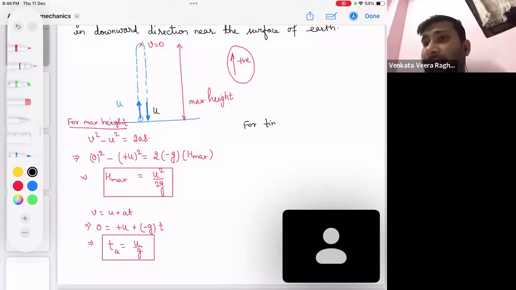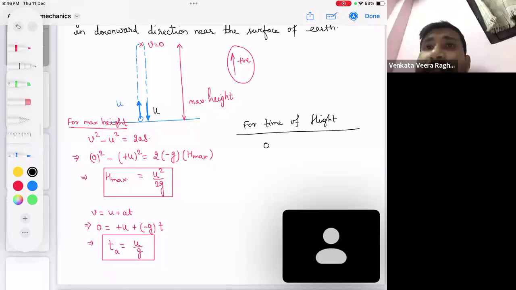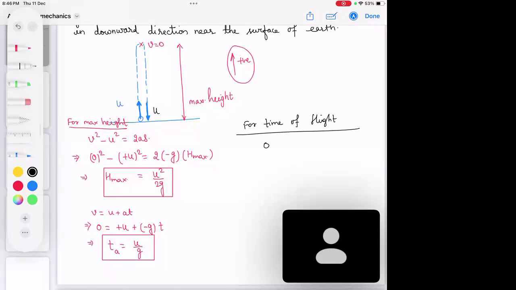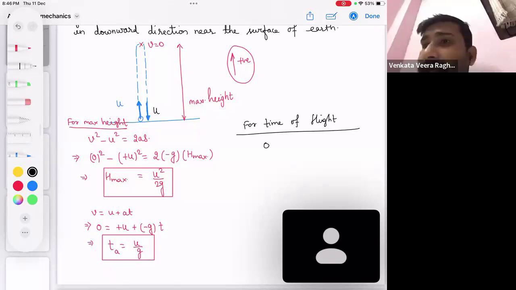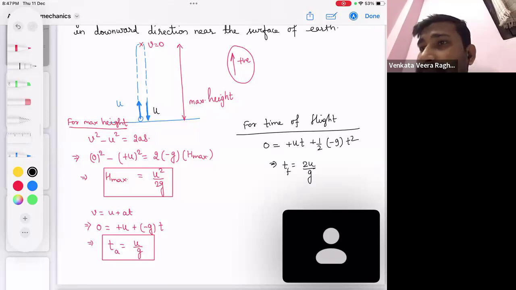Time of flight. So for time of flight, can I say that total displacement is zero? Can you tell me total displacement is zero or not? Yes, sir. Because the object has started from whatever point, it again comes back to the same point. So total displacement is zero. Displacement s = ut + half a t square, with acceleration as minus g. So this t is coming as 2u by g. This t is called time of flight.